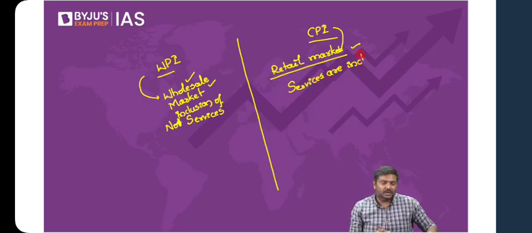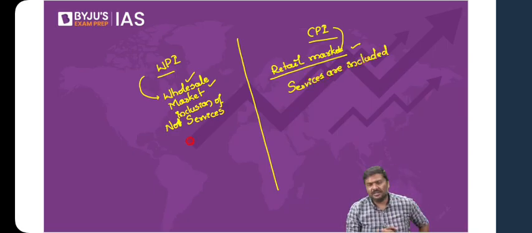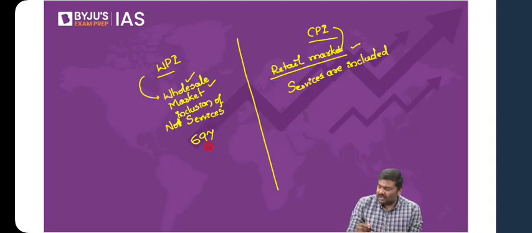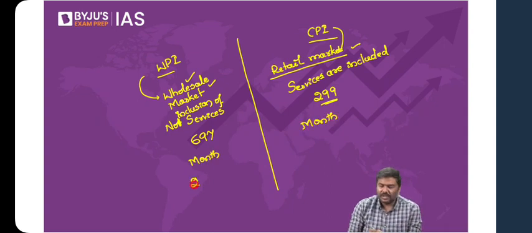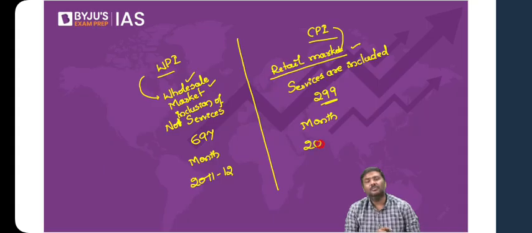In WPI, we are measuring the movement of prices in case of 697 commodities. Whereas in case of CPI, we are measuring the movement in prices of 299 items, goods plus services. WPI is measured for every month, and CPI is also measured every month. The base year for WPI is 2011-12, and for CPI it is 2012.